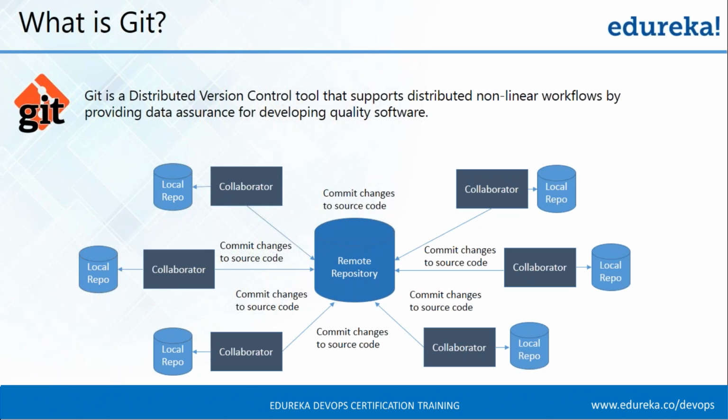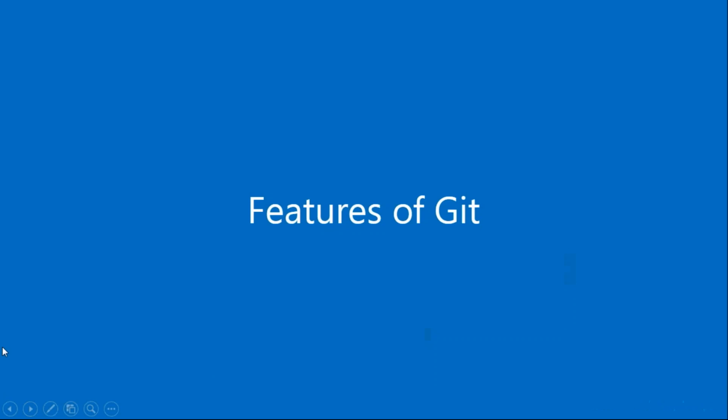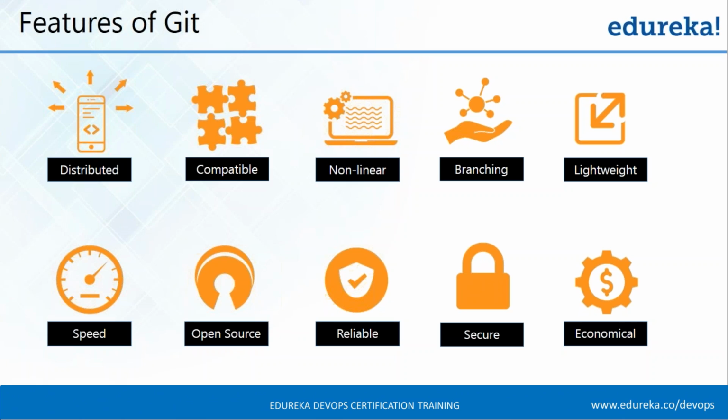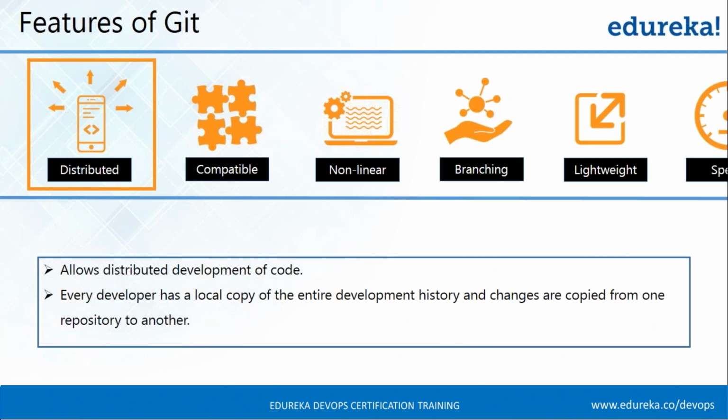So we'll move on and we'll see the different features of Git now. So these are the different features of Git. Git is distributed, Git is compatible, Git provides you with a nonlinear workflow, it avails you branching, it's very lightweight, it provides you with speed, it's open source, it's reliable, secure, and economical. So let us take a look at all these features one by one. So at first it is distributed.